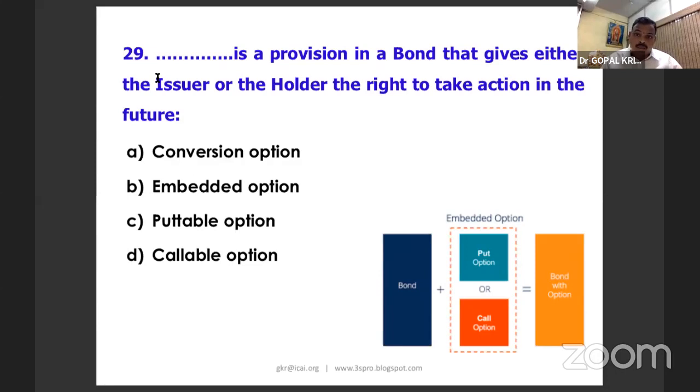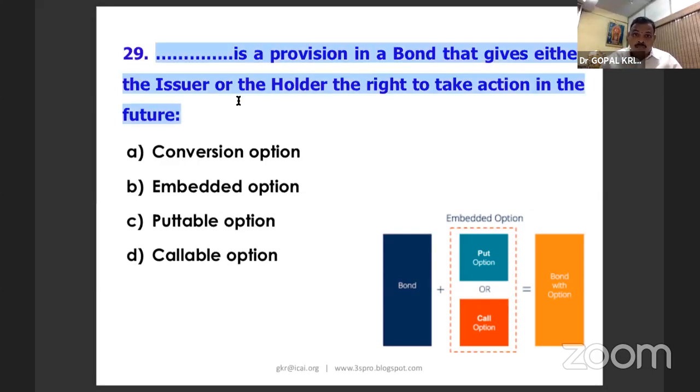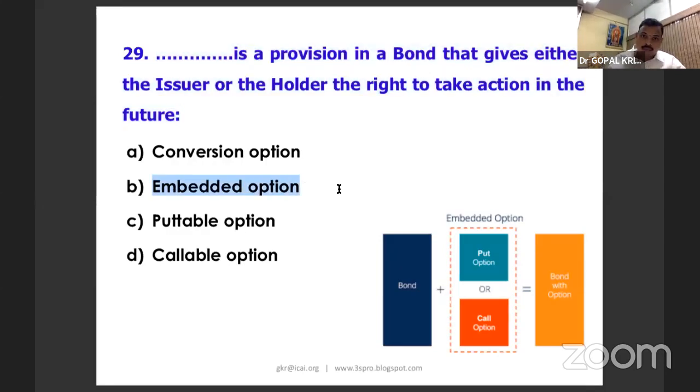So yesterday we did options. Today we are doing bonds, so a bond with an option. It is the provision in a bond that gives either the issuer or the holder the right to take action in the future. So, an embedded option. Of course it will be a callable bond or a puttable bond by either party, but we call that an embedded option in a bond. It is a bond with an embedded option. So that is 29B.